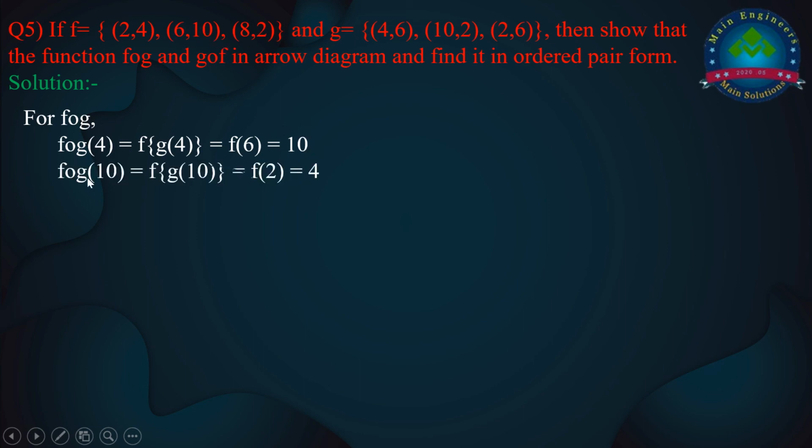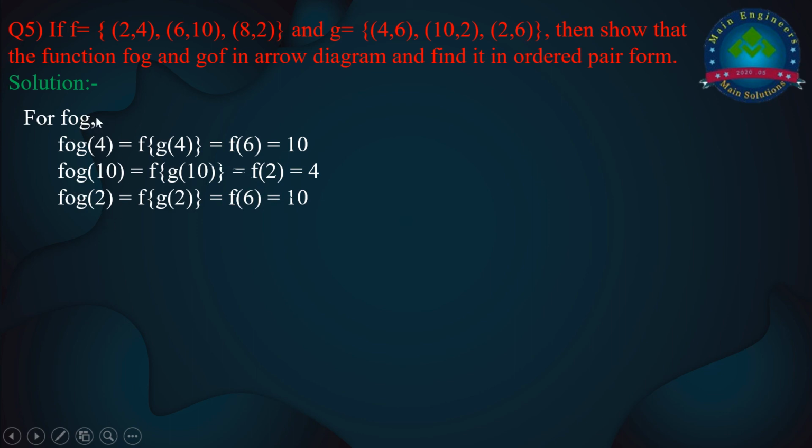Again, f of g of 10. What is the value of g of 10? The value is 2. So f of 2. What is the value of f of 2? In the function f, if you give input 2, you will get output 4. So f of 2 is equal to 4. Similarly, f of g of 2. What is g of 2? It is 6. So f of 6, and f of 6 gives 10. So it is equal to 10.